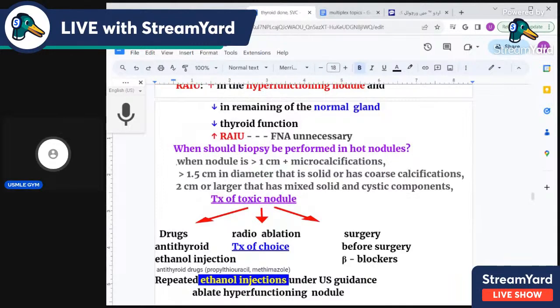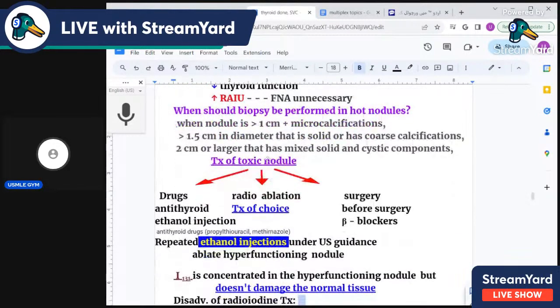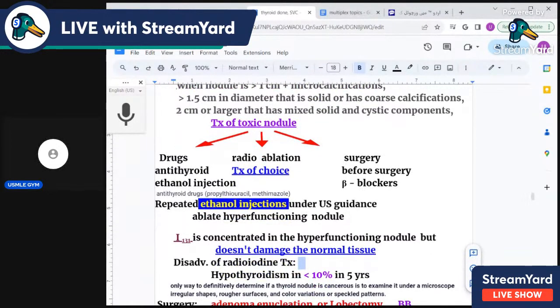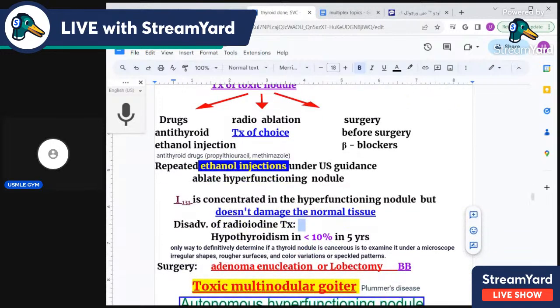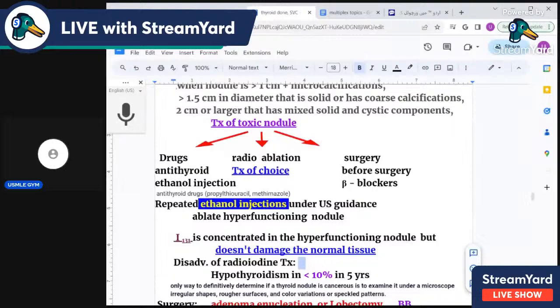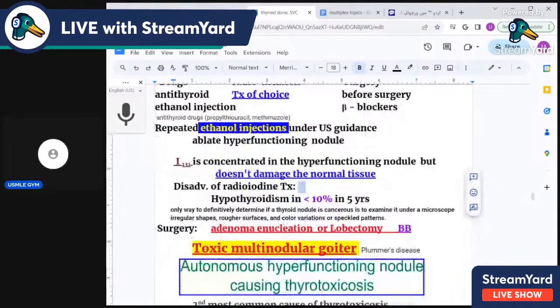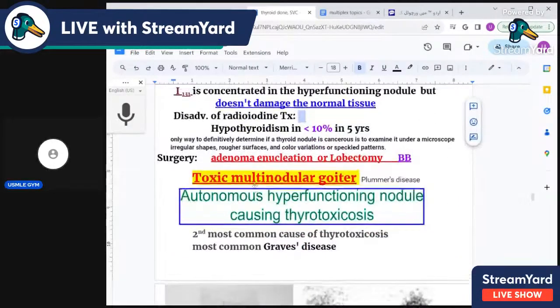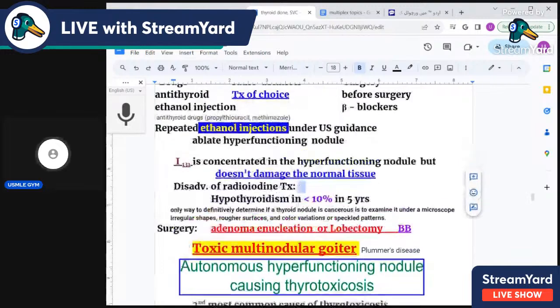Okay, then we have the treatment of toxic nodules, hot nodule. Drugs we were discussing: antithyroid drugs, and repeated ethanol injection ablates the hyperfunctioning nodule. And then we have radioablation, the treatment of choice. Iodine 131 is concentrated in the hyperfunctioning nodule but doesn't damage the normal tissue.